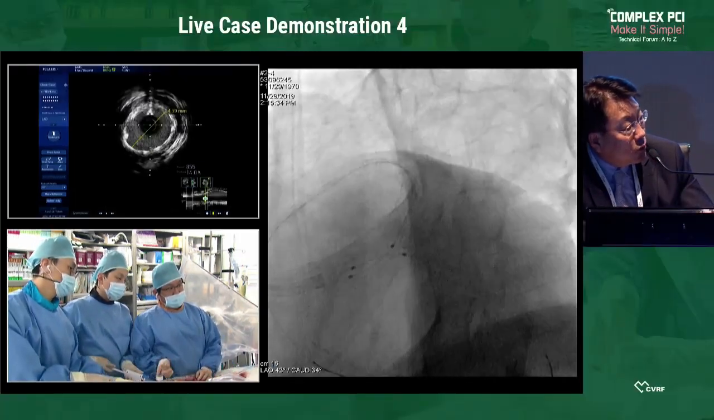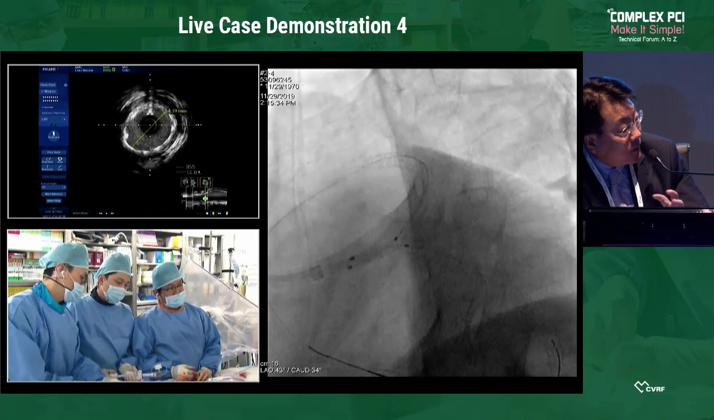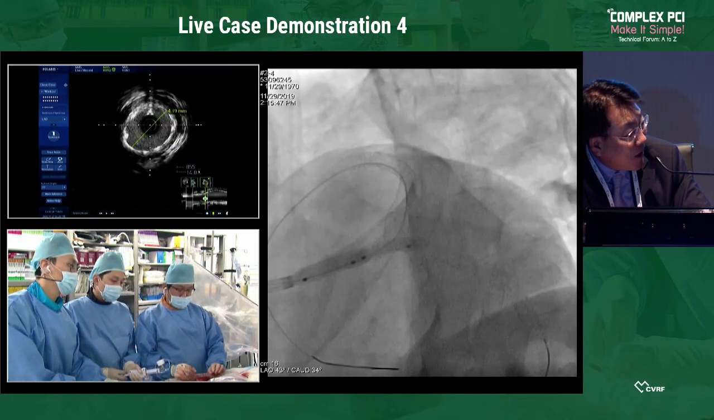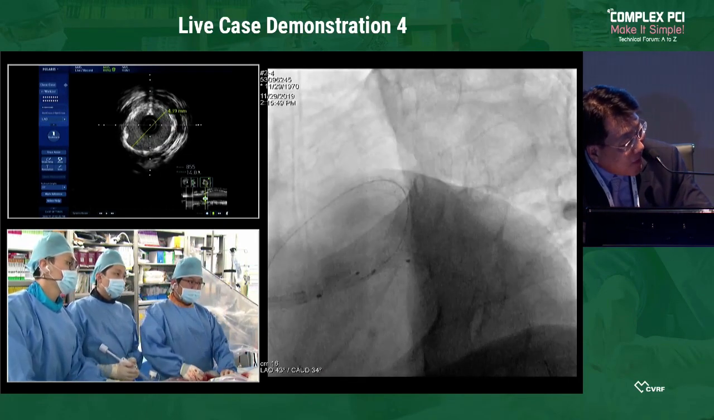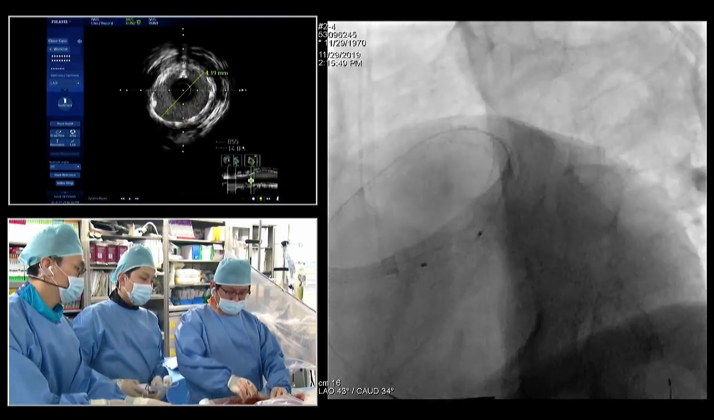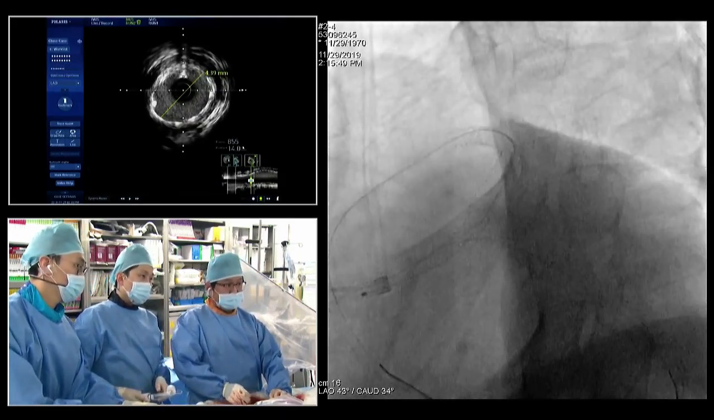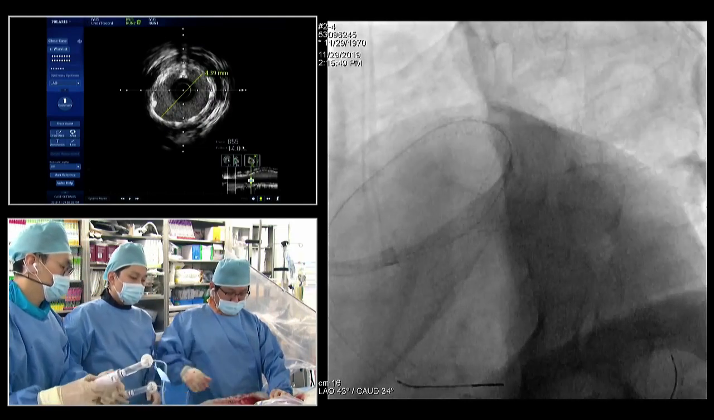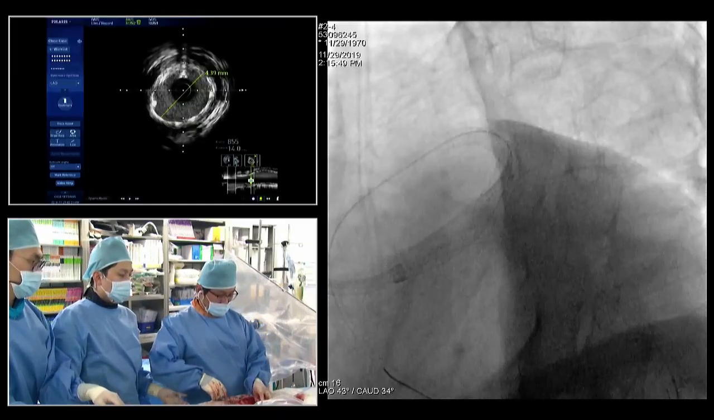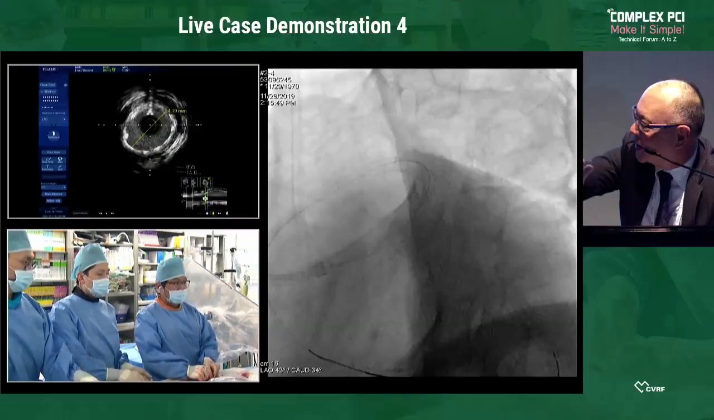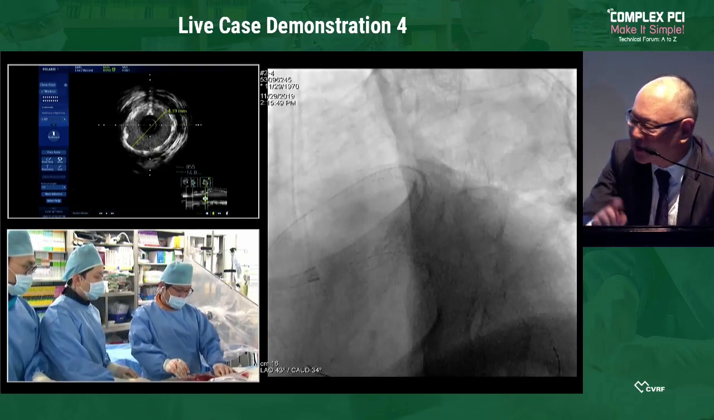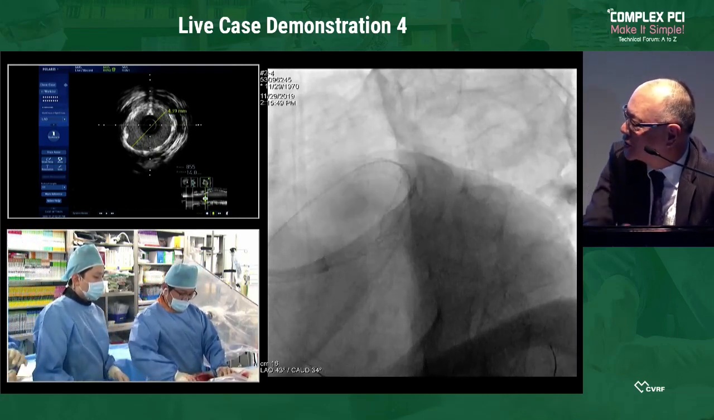What do you think, Dr. Otsuji, do you still need some kind of a POT technique for this case? Before kissing, right. I do the POT usually. We don't believe in it too much. In this case, the left main and the LED stent were already implanted 1 year before. So I don't think that POT is necessary in this situation.